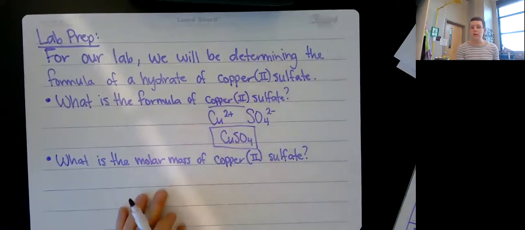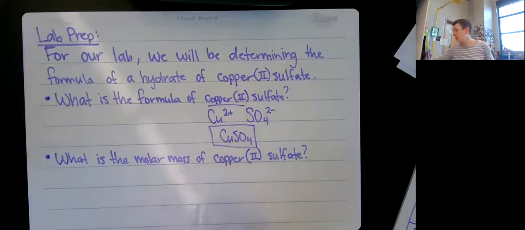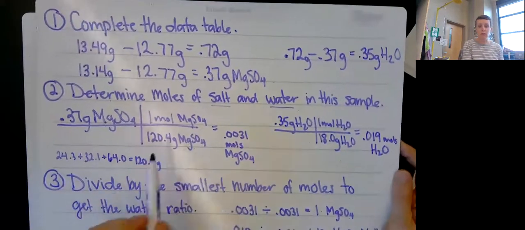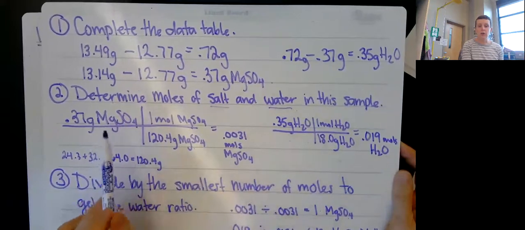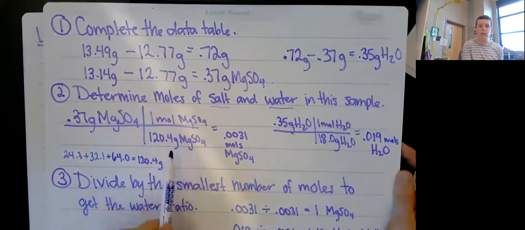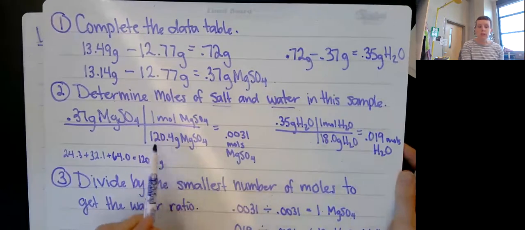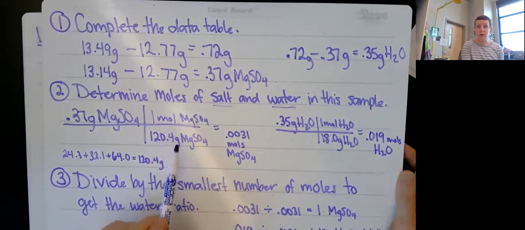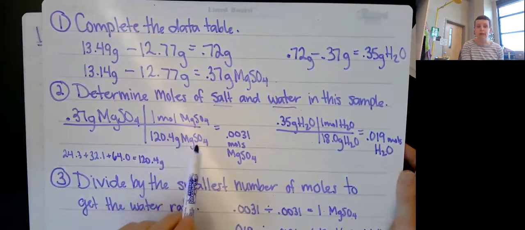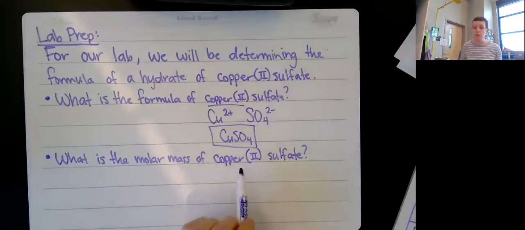And then what is the molar mass of copper 2 sulfate? This is really important because in the process that we just did, you had to find the number of moles of salt and water. And the salt for you in the pre-lab was MgSO4. So you had to find the molar mass of MgSO4 and use that to convert to moles. Don't use this number anywhere in your formula of a hydrate lab tomorrow. Don't do it, okay? This is the molar mass of magnesium sulfate. Your salt is copper 2 sulfate. So we need to take a little minute and figure out the molar mass of copper 2 sulfate, and that's what you will use in your calculation for moles of salt tomorrow, okay?